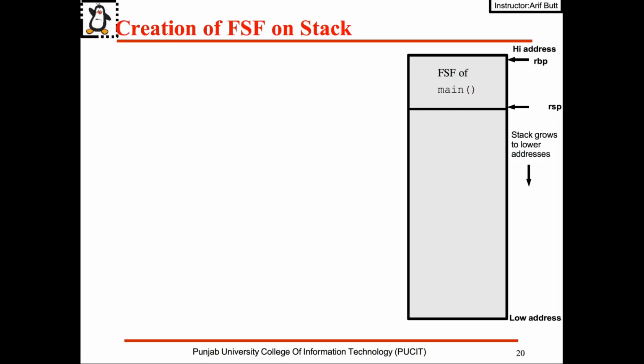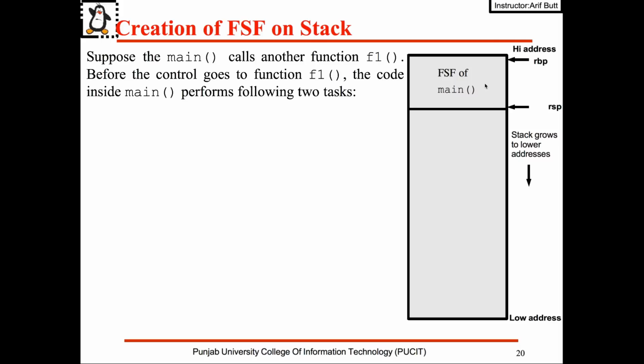Right now the main function is executing, suppose, and this is the function stack frame of main function. Note the register RBP is containing the address of the start of the function stack frame, while RSP register is containing the address of the last address of this function stack frame. Suppose the main function calls another function f1. Before the control goes to function f1, the code inside main performs the following 2 tasks.